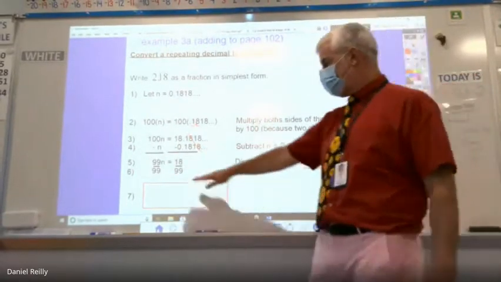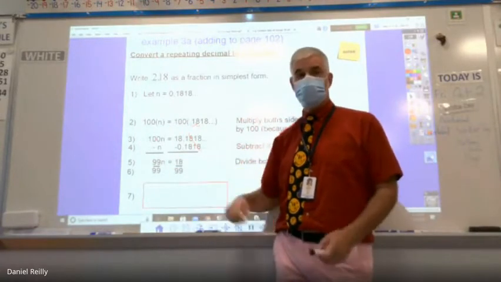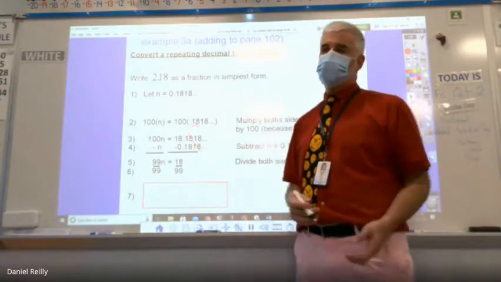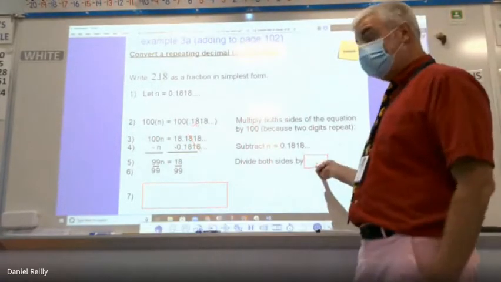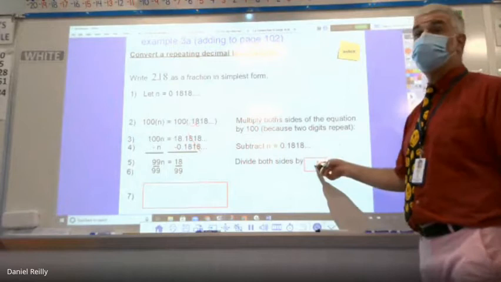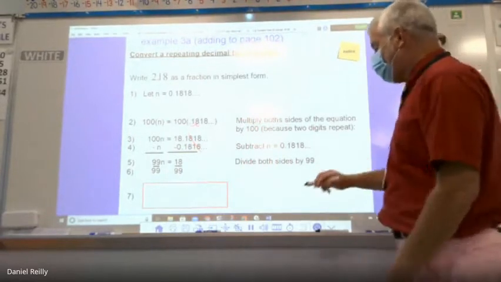which I can then divide both sides by 99 and get my answer. That's the fraction, 18/99, which you'd recognize are both divisible by 9. 18 and 99 are both divisible by 9, okay? Oh, right, divide both sides by 99.